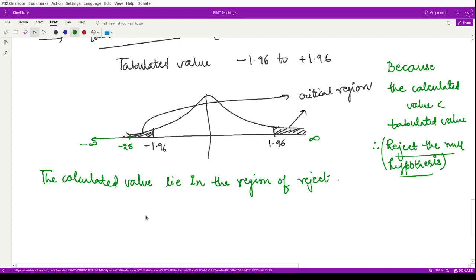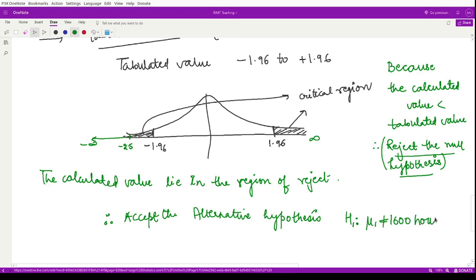If you reject your null hypothesis, we accept the alternative hypothesis. If you accept the alternative hypothesis, that means the statement H1, which says that mu is not equal to 1600 hours, is true. So this is your conclusion: our alternative hypothesis is correct and the mean of all the light bulbs produced by the company is not equal to 1600 hours.